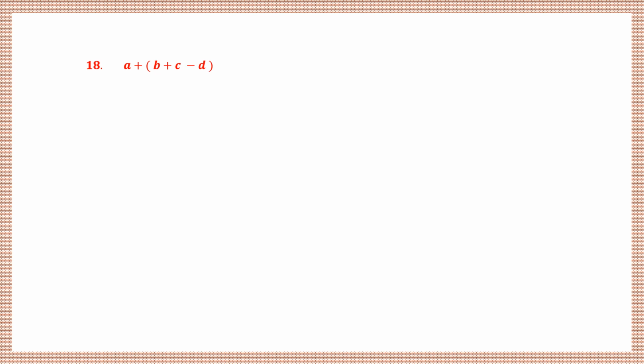Question 18. So here, if you look carefully, we have brackets and before the bracket we have a plus sign. That means no change in the sign of any of the terms inside the bracket. So let's open the brackets now. So this becomes a plus b plus c minus d. And since they are all unlike terms, we cannot add or subtract them. So that itself is going to be our final answer. A plus b plus c minus d.